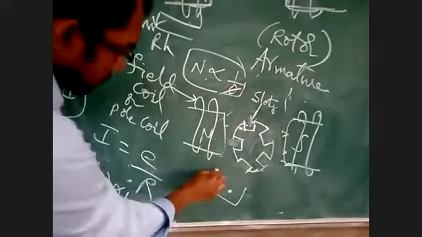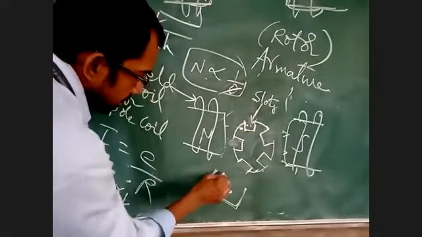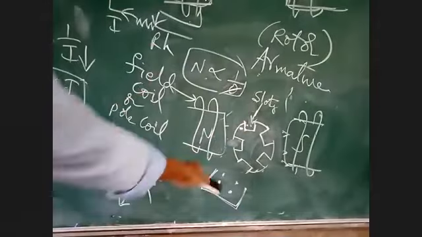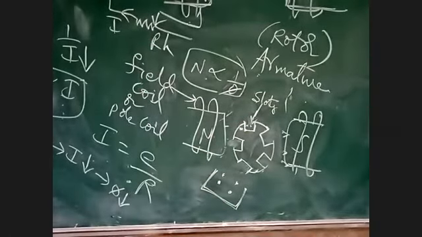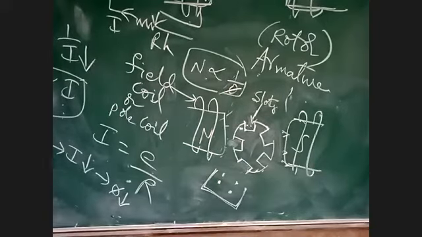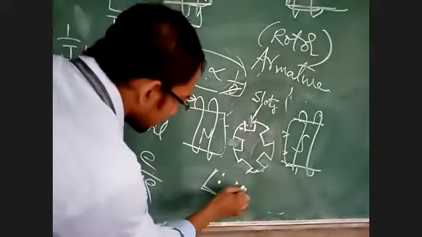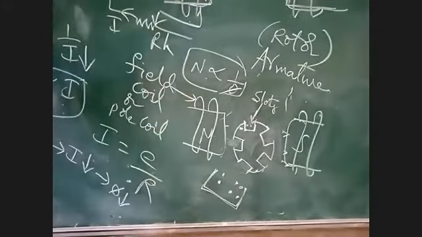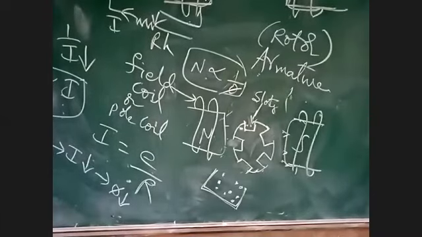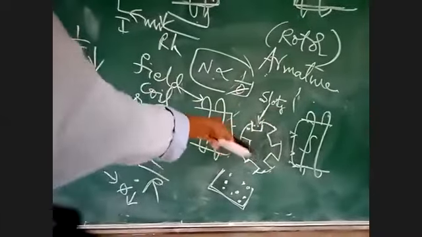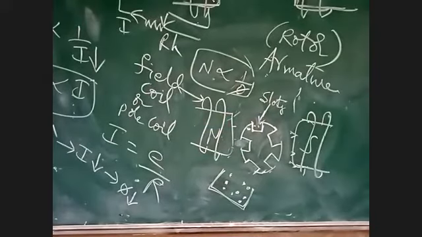Let us take an example. This is one slot. In one slot, I am placing 4 coils. 1, 2, 3, 4 dots I have kept. In one slot, I can place 1 coil, 2 coils, 4 coils, 6 coils, or even 9 coils like this. Now, how many slots? 1, 2, 3, 4, 5. Suppose in each slot I place 9 coils, 9 windings.